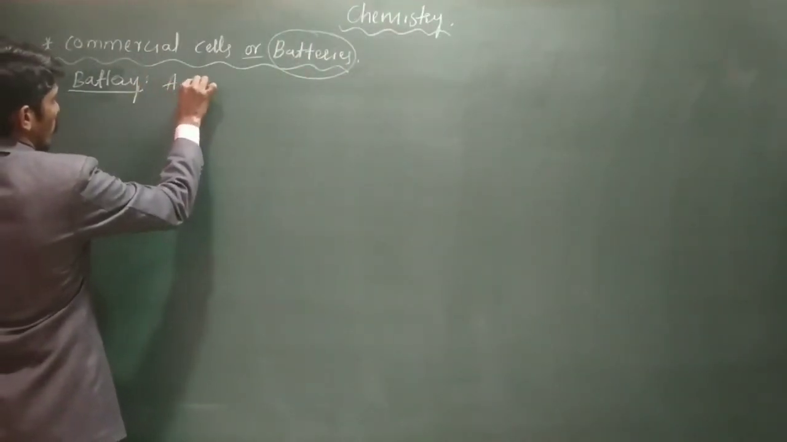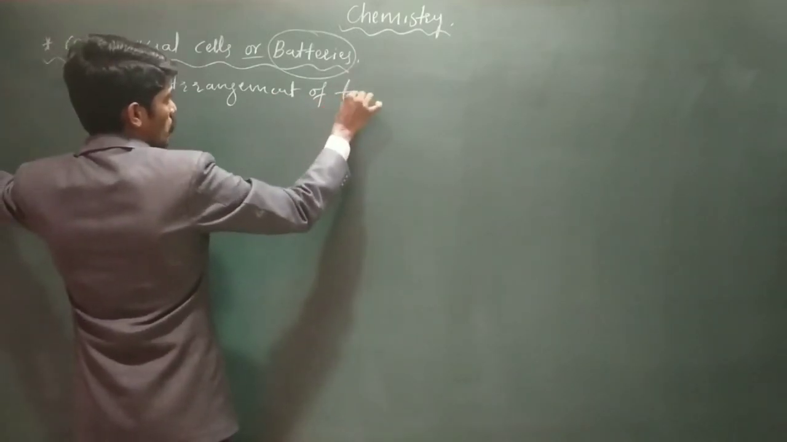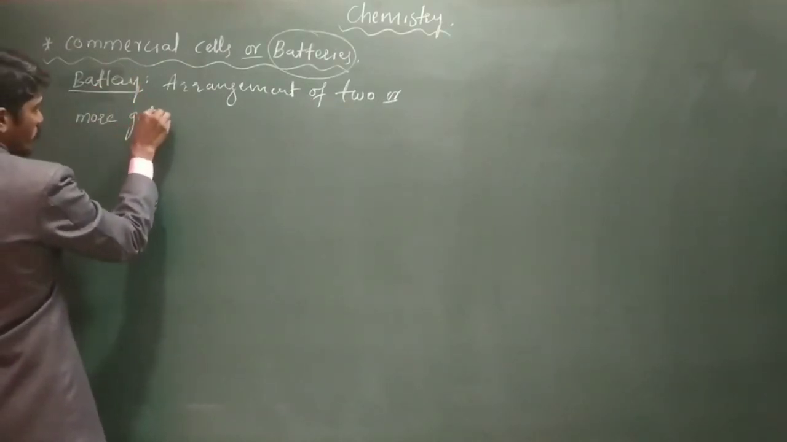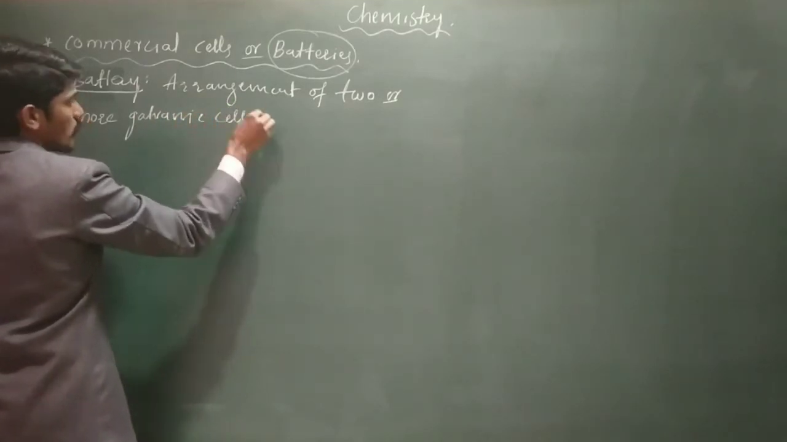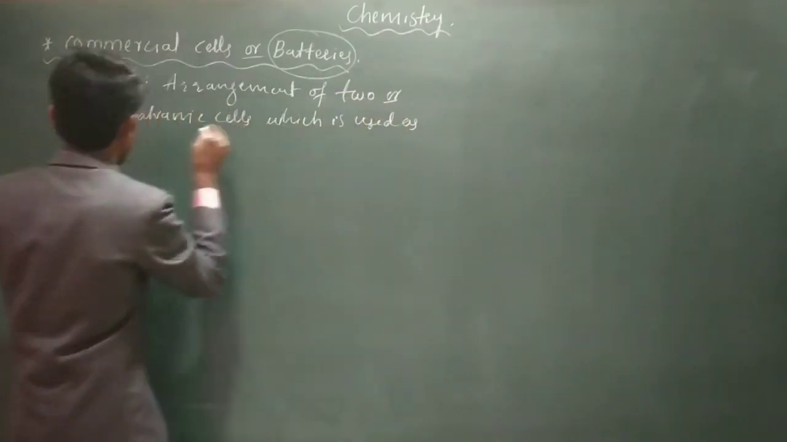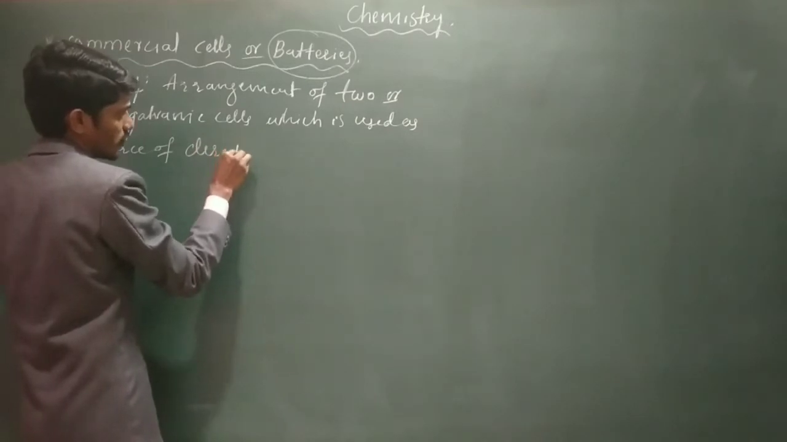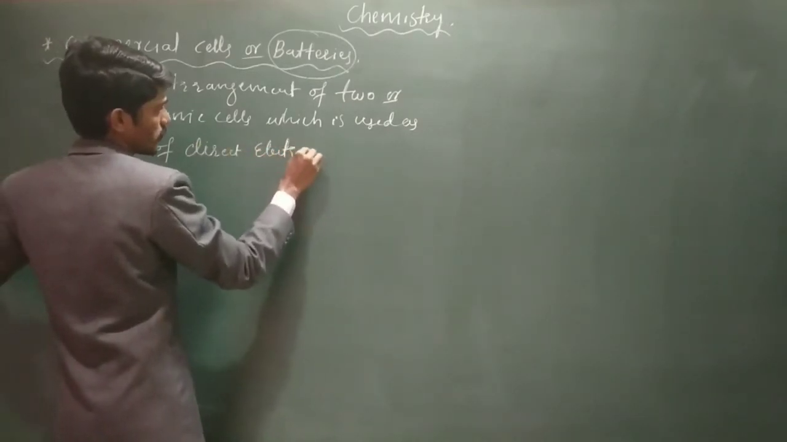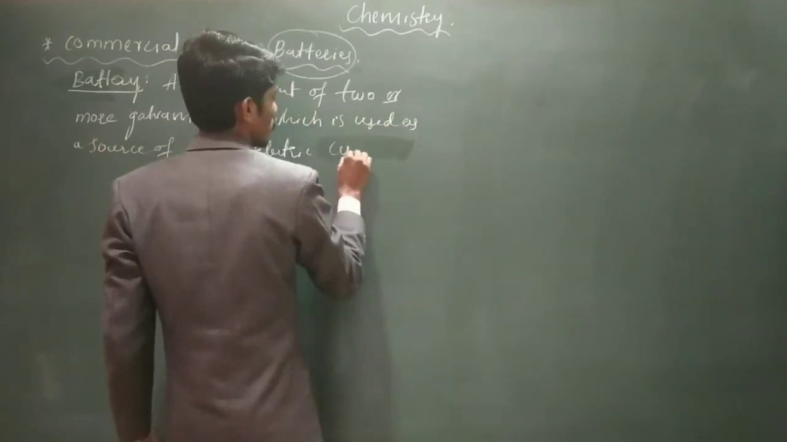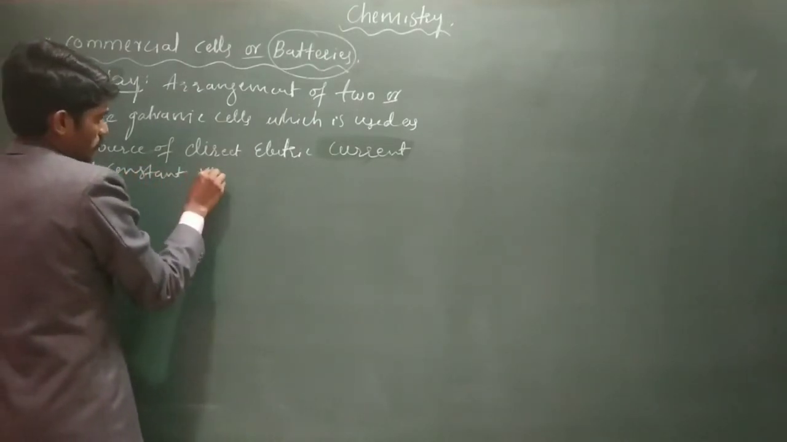It is an arrangement of two or more galvanic cells, which is used as a source of direct electric current at constant voltage.